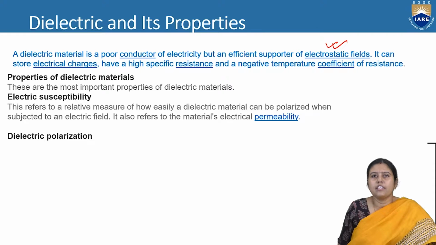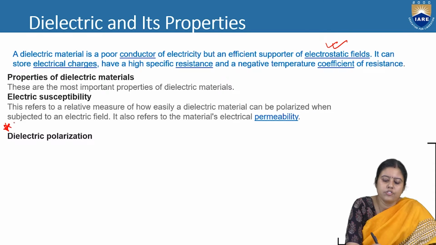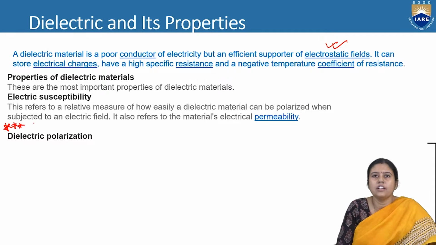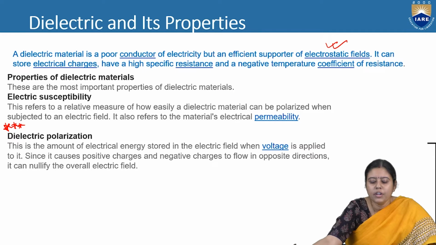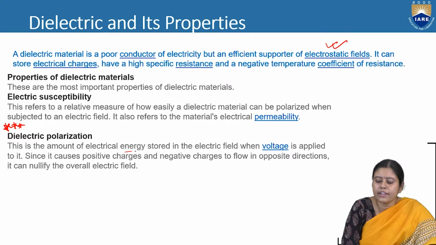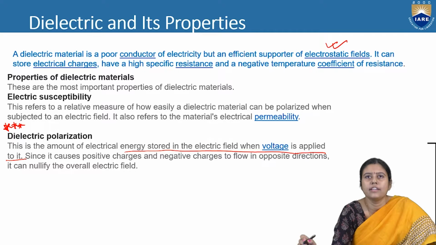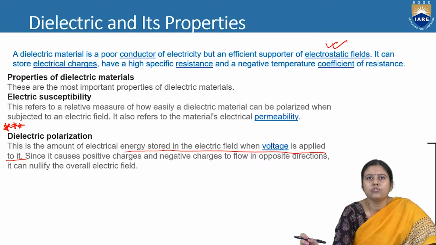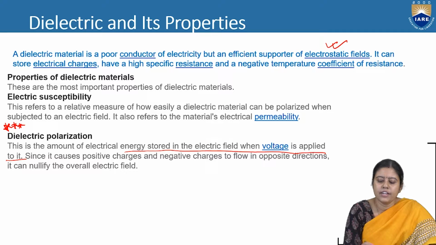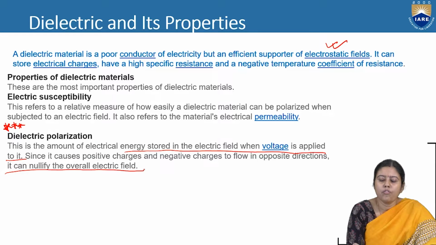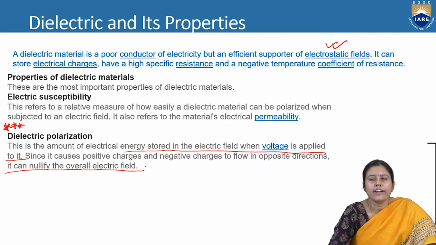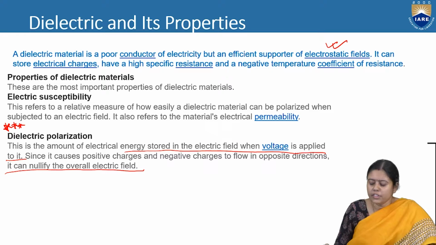Next one is dielectric polarization. This is our topic today, dielectric polarization. We will discuss dielectric polarization today. This is the amount of electrical energy stored in the field when voltage is applied to it, since it causes the positive charges and negative charges to move in opposite directions so that they nullify the overall electric field. That's why the dielectric has poor conductivity of charge.